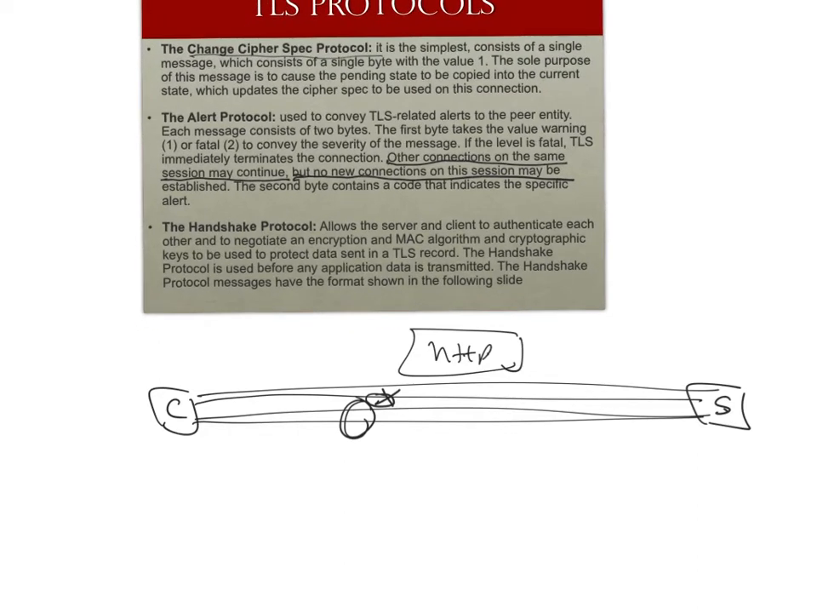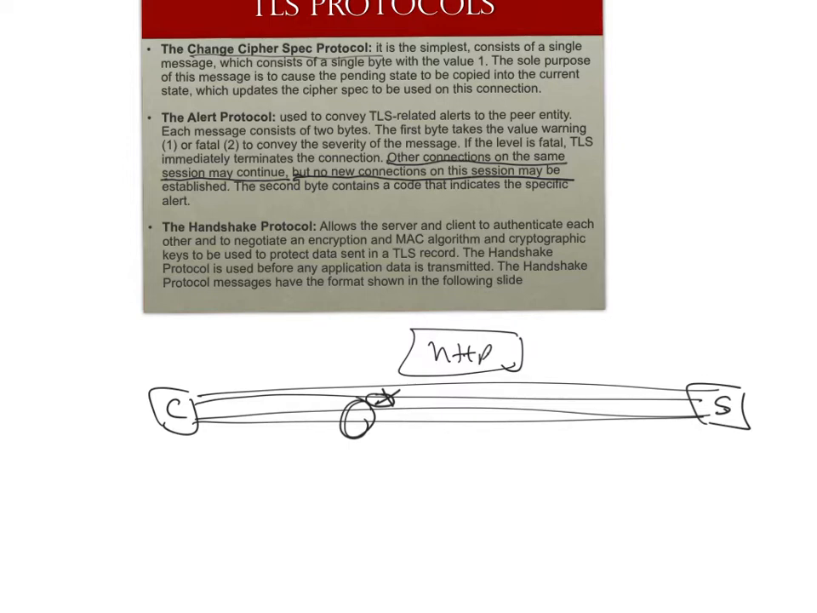Type. The handshake protocol is the most complicated, because this is the one that is used to exchange and negotiate the authentication and key exchange, and the end result of this should be the master key, a shared master key between the client and the server.